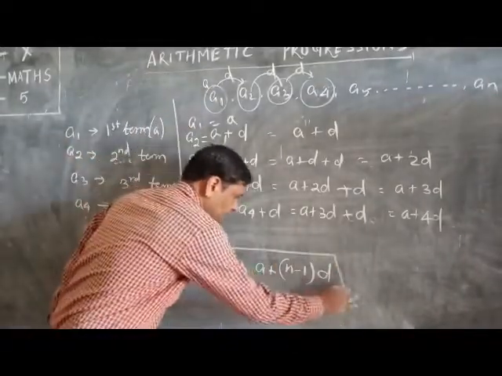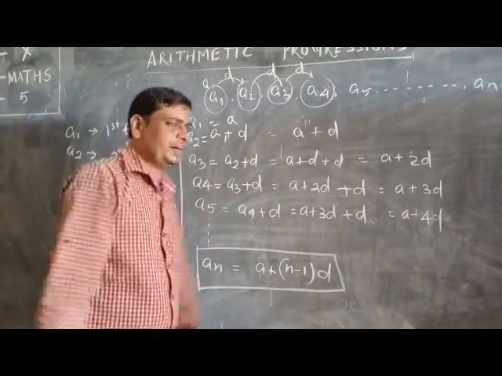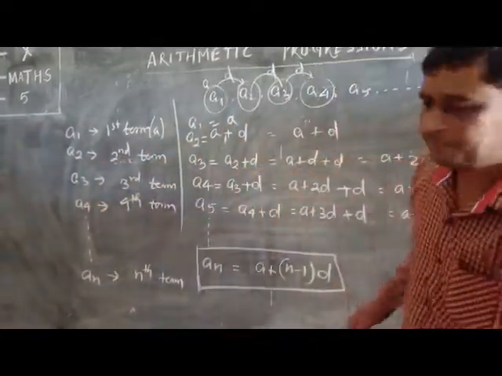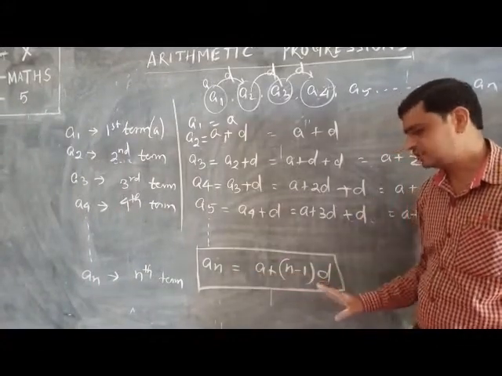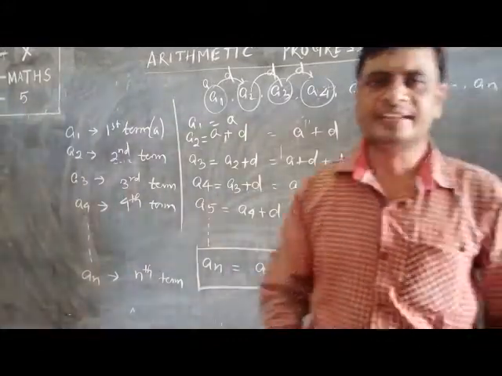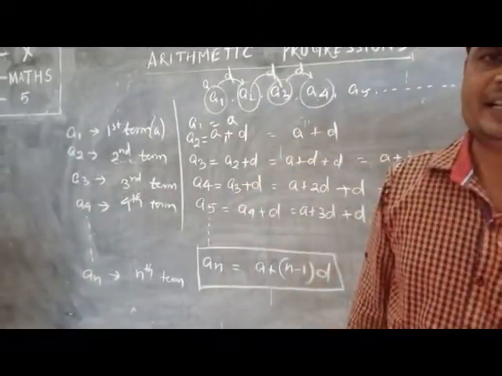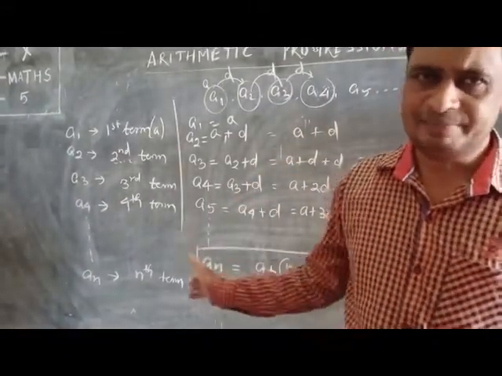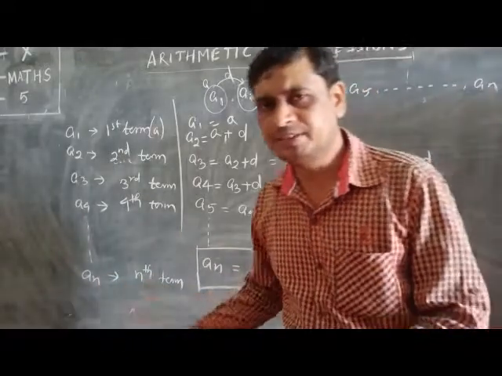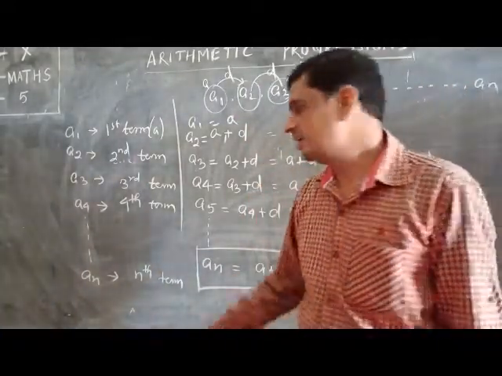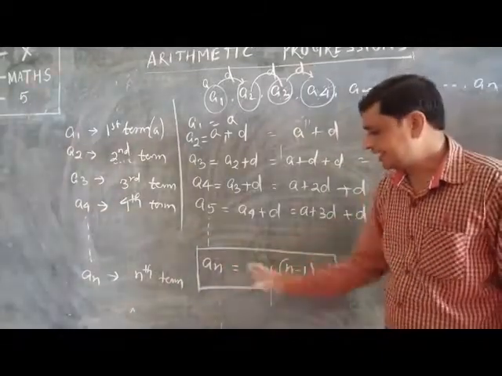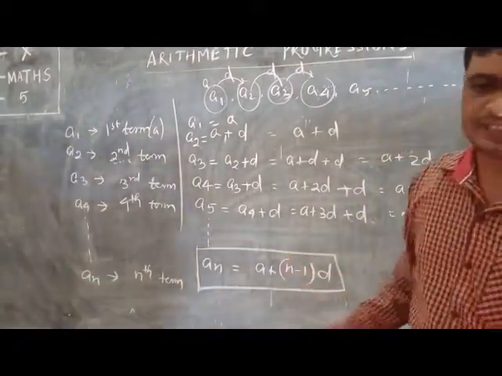It is the formula to find the nth term of an AP. AN is A plus n minus 1 into D. When any AP is given and we have to find any term of that AP, maybe the 20th term, maybe the 50th term, maybe the 500th term, we can find it easily by following this formula: AN is A plus n minus 1 into D.